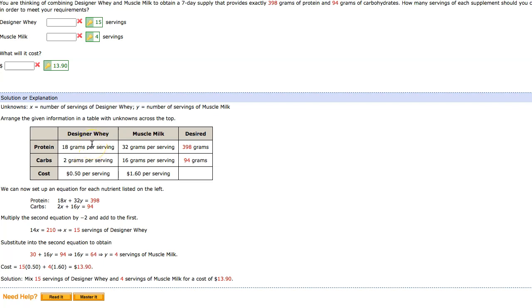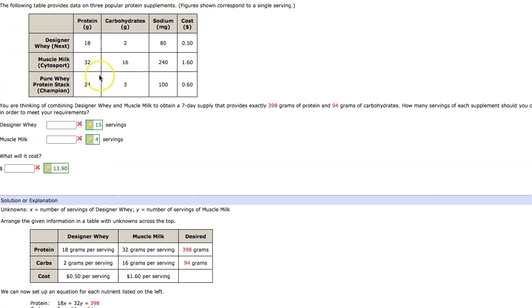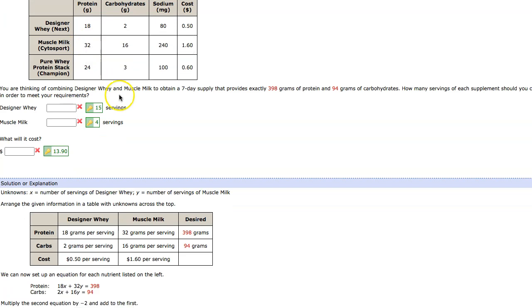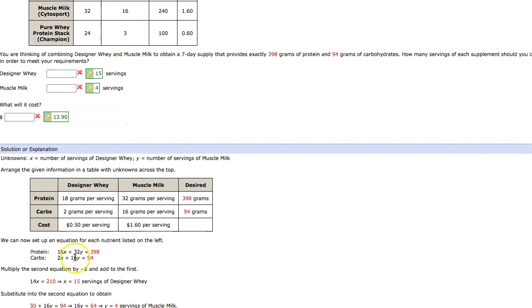So it's not about finding your protein and carb. It's about finding your designer and your muscle milk. So X is your designer. Y is your muscle milk. So 18X plus 32Y, and then the 2X plus 16Y. You'll solve those. X would be your designer, Y your muscle milk, and then you'll plug those back in to get your cost.